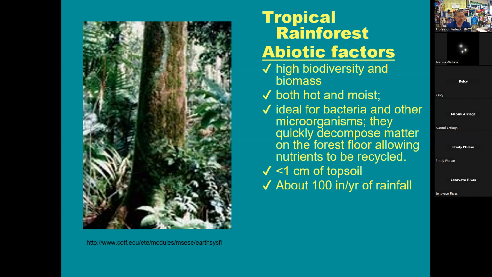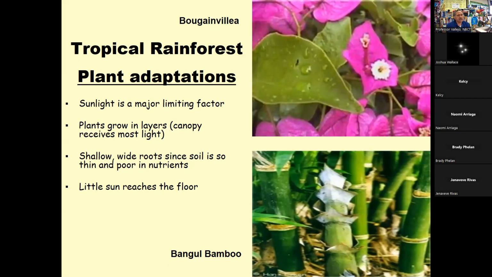So when this graphic says there's 100 inches, well, that's 250 centimeters of water a year, you can imagine. That's pretty crazy. Right, here are some photos of plants, bougainvillea and bamboo, found in the tropical rainforest. You have sunlight, since sunlight is a major limiting factor. And how could that be if you're in a tropical rainforest at the equator where the sun is shining?